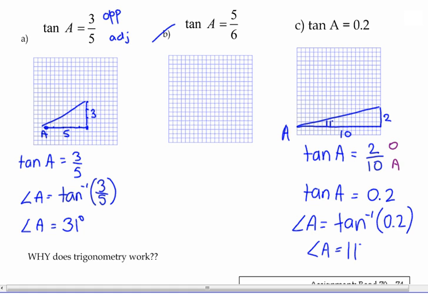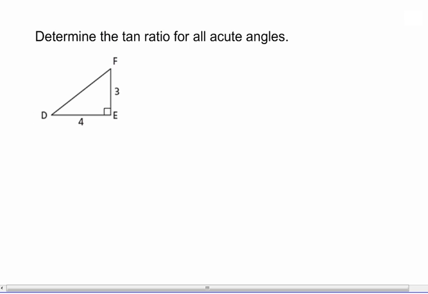All right, the next example there. It's really important. It says, determine the tan ratio for all acute angles. So first of all, whenever you hear ratio, what do you think? Comparing two things. And so in high school, whenever you hear ratio, I want you to think fraction. So whenever you hear ratio, think fraction. So they want the fraction. Determine the tan fraction for all acute angles.